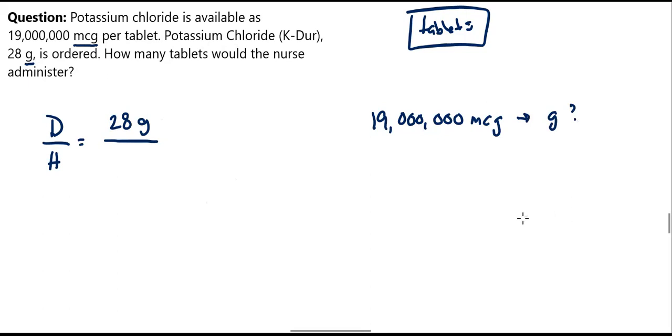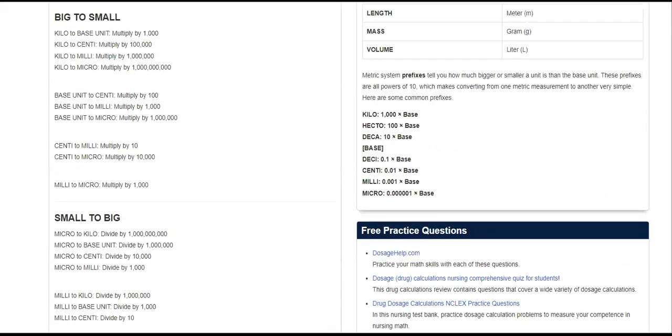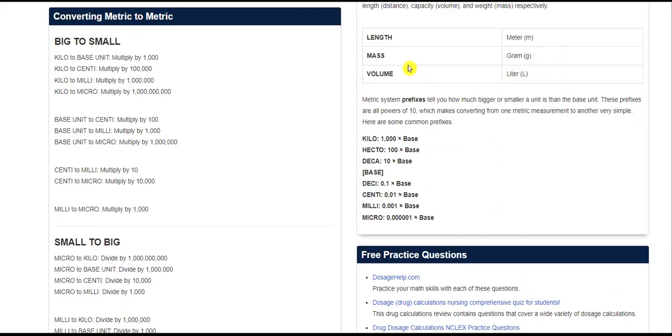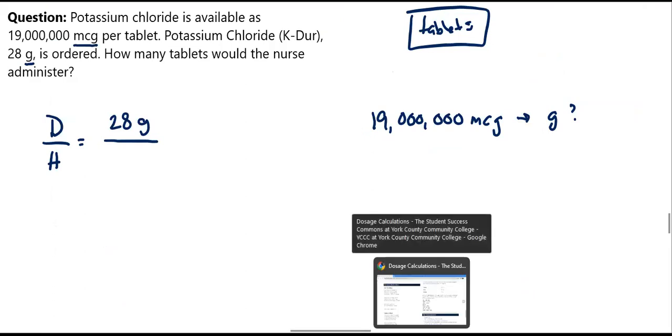Let's change this fella, 19 million micrograms, mcg, to grams. All right, so what do you have to do to get from 19 million micrograms to grams? Well, let's go back to the website here. Now gram is a base unit. If you need a little refresher on what the base units are and how you can read this chart, check out the video that's linked in the description. So gram is a base unit.